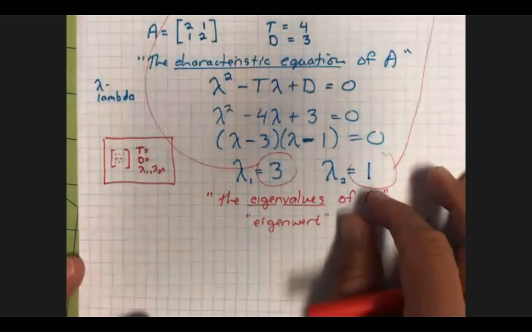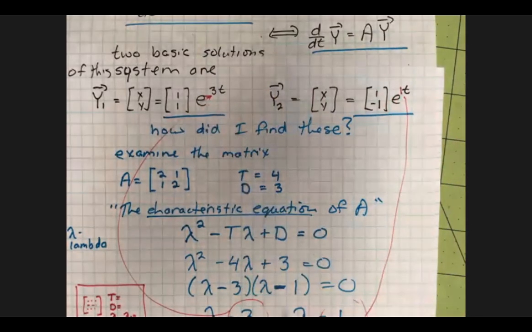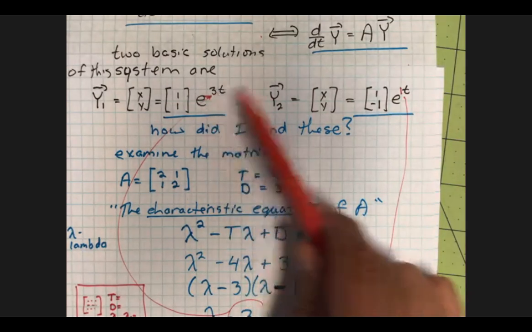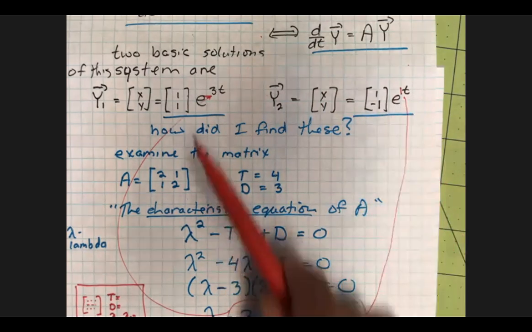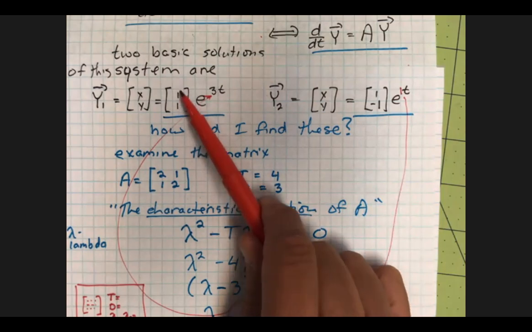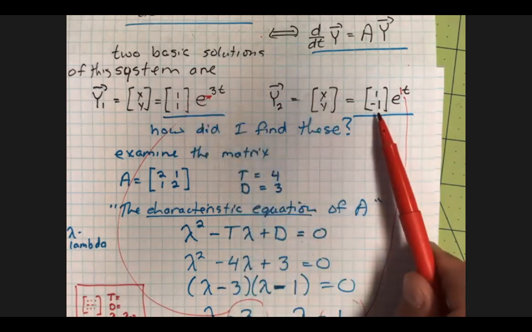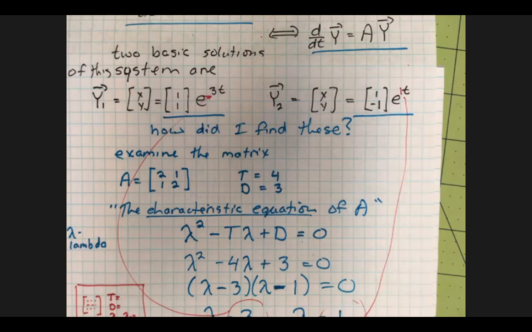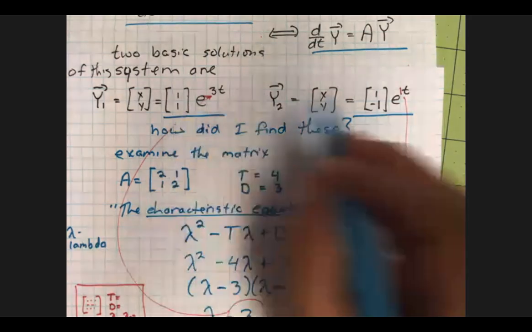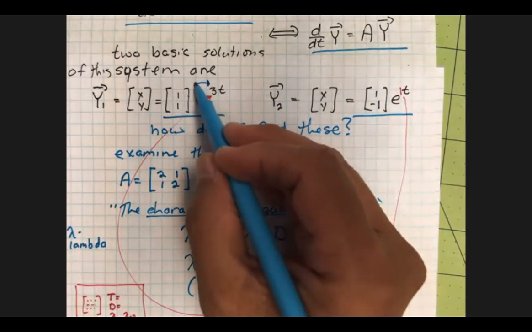Now I want to do something else for you. What's a little bit disconcerting about what I just did is I explained where this exponential came from and where this exponential came from, but where did I get these values for the vector? Why did I choose the vector 1, 1 and not the vector 3, 7? Why didn't I put the vector 1, 1 over here? The 1, 1 and this 1, minus 1, they belong to the eigenvalues.